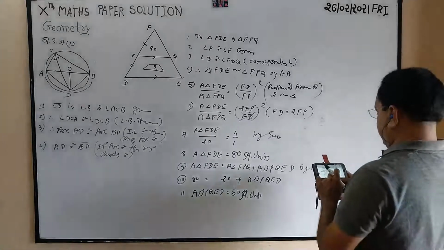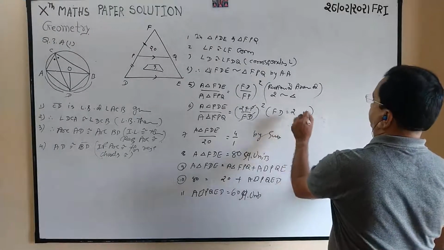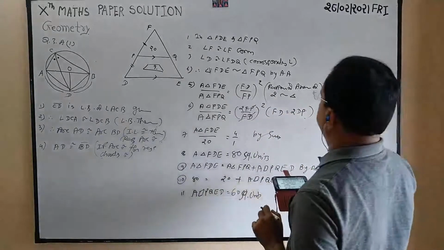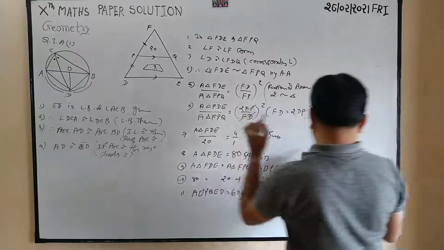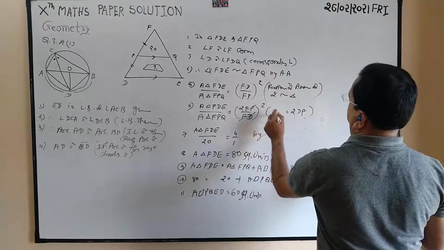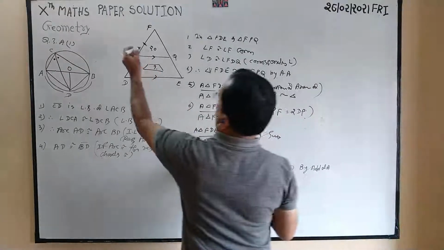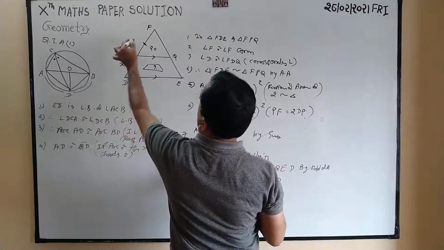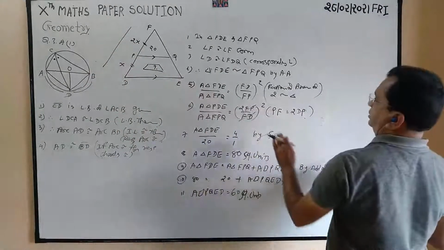Wait, FD is given 2 DP. So FD, PF is 2 DP. So PF DP is equal to x, PF is equal to 2x. Correct?